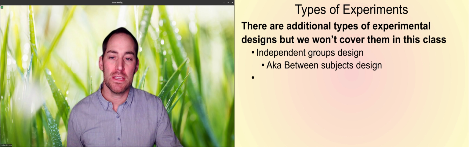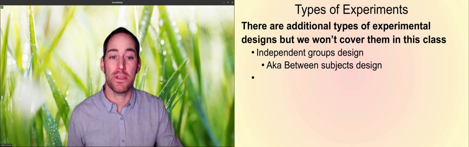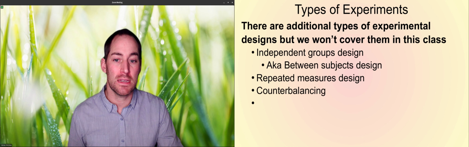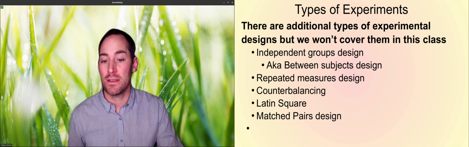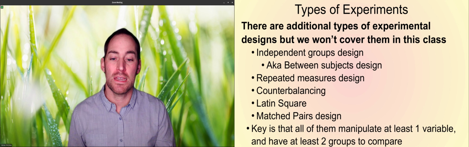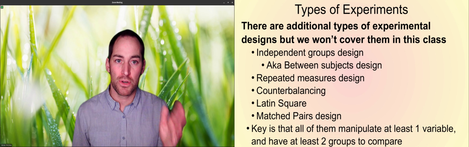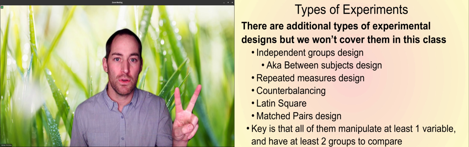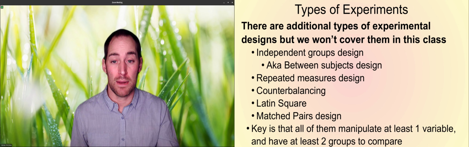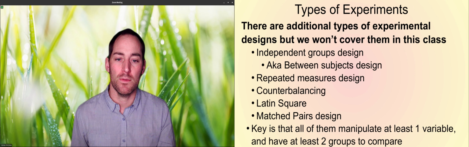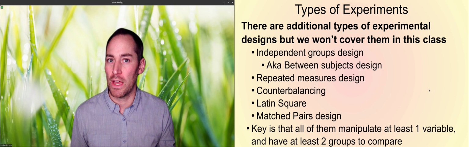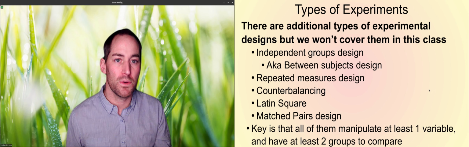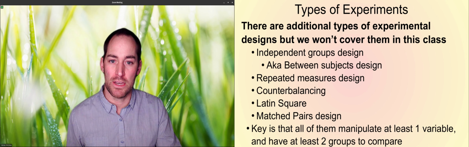Some examples of these types are independent group design or between subjects design. There's also repeated measures designs, counterbalancing designs, Latin square designs, matched pairs designs. And the key for all of them, to be a true experiment, you have to manipulate at least one variable and have at least 2 groups to compare, and you should have random assignment or random selection. Right? So each of these basically builds on the complexity, but you're still manipulating a variable, you still have at least 2 groups, and you still have some randomization.